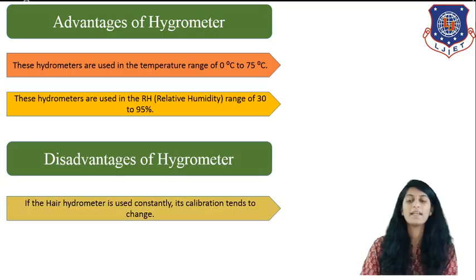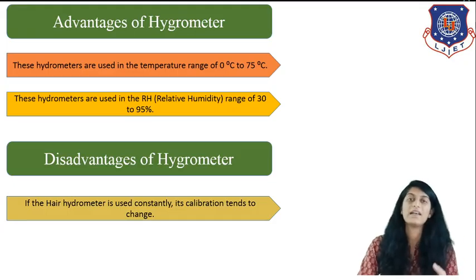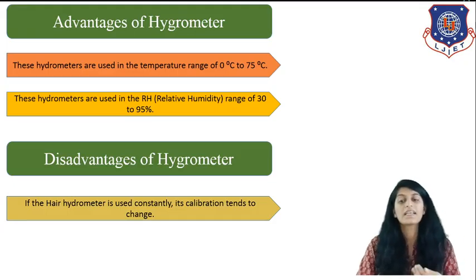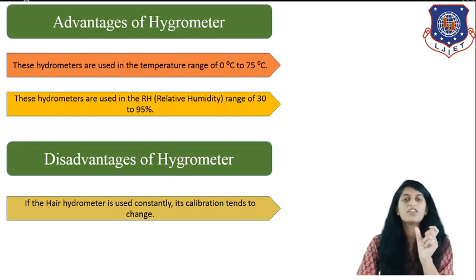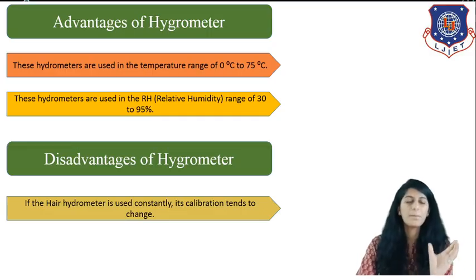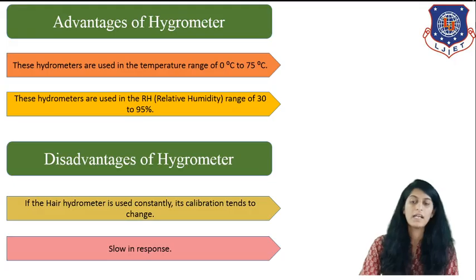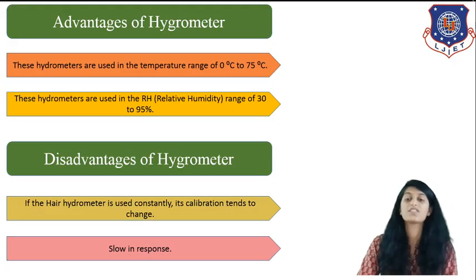A disadvantage of hygrometer is that if it is used constantly, then we need to calibrate it again and again, because due to the change in physical appearance of the hair over and over, we need to replace them, right? And the response is quite slow, correct?